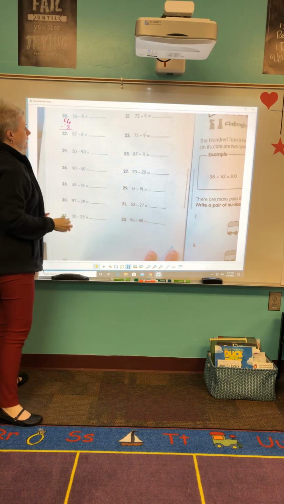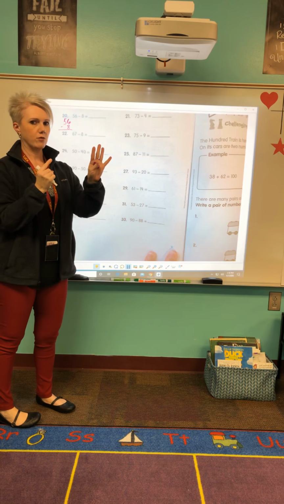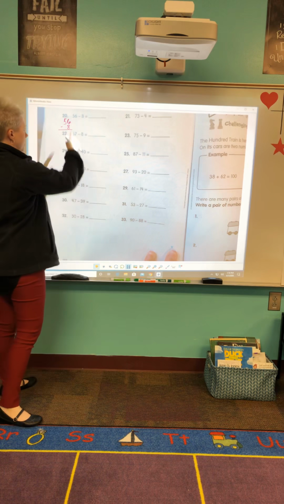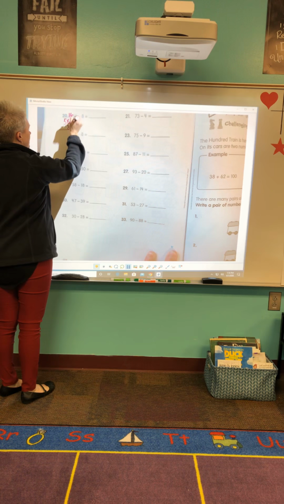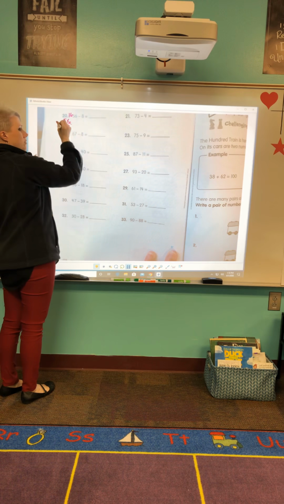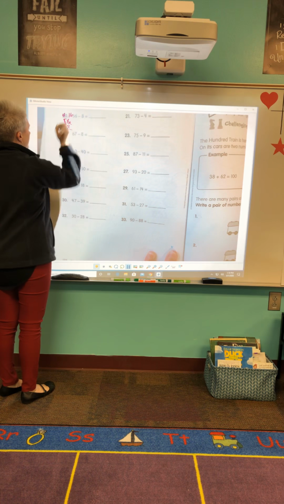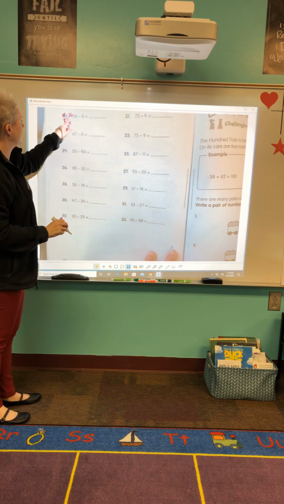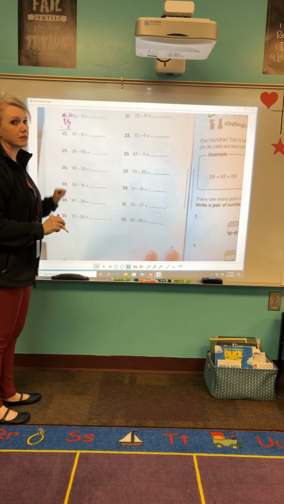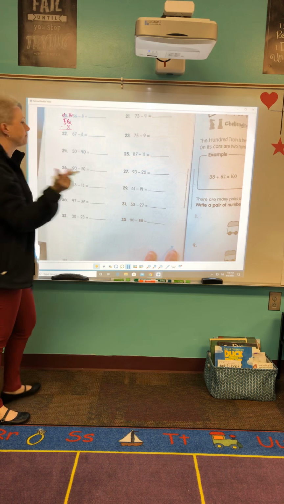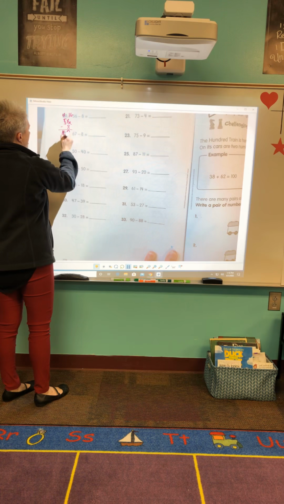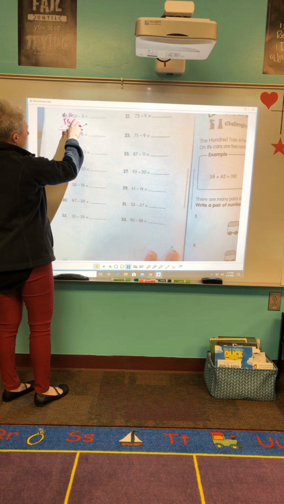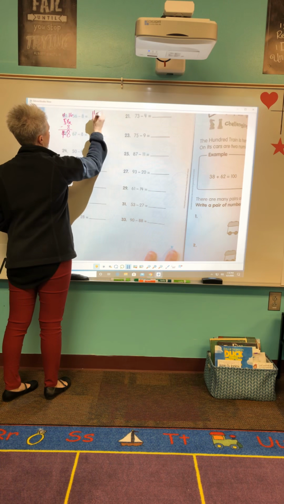6 minus 8. If I have 6, can I take 8 away? I can't. What does this 6 need to become? Good job. A 16. What does that 5 roll back to? A 4. Excellent. Now can I do the math? 16 minus 8? I can. What is 16 minus 8? Yell it out. 8. Excellent. That's a double fact. 4 minus nothing? 4. 56 minus 8? 48.